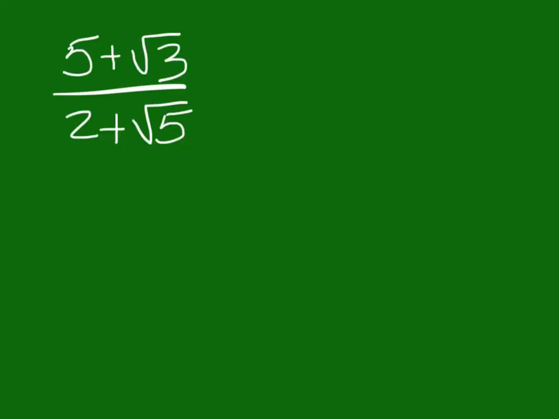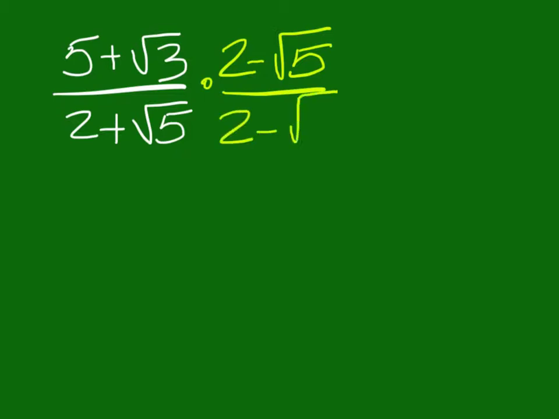On this one, you have 2 plus the square root of 5 on the bottom, so you have to multiply the top and the bottom by 2 minus square root of 5. On the top, when you multiply, it's 5 times 2 first, and that's going to be 10. And then it's 5 times square root of 5. Notice the minus sign. So it's going to be minus 5 square root of 5.